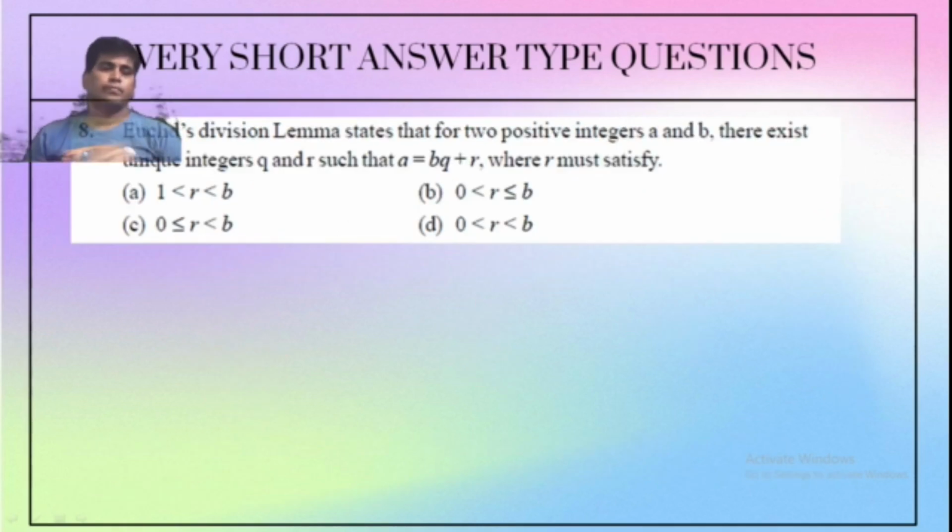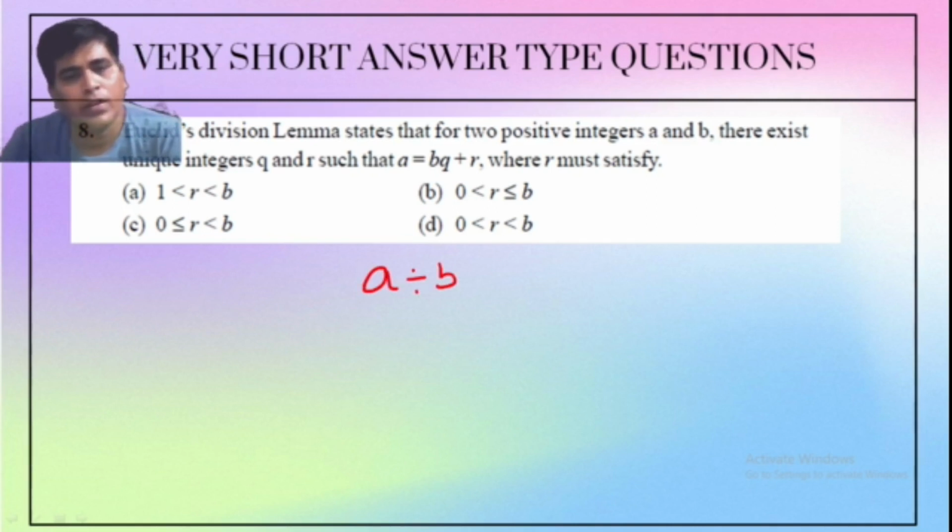Next question. It's based on the simple Euclid division lemma statement. So what does Euclid division lemma state? For two positive integers a and b, there exist unique integers q and r such that a is equal to bq plus r, where r must satisfy a condition. If a is divided by b, a can be expressed as bq plus r.